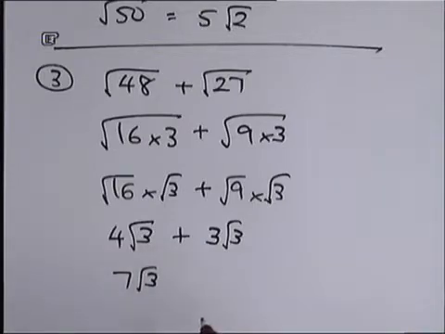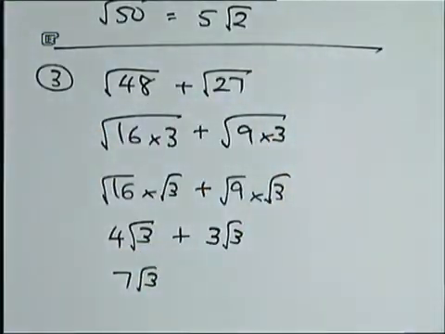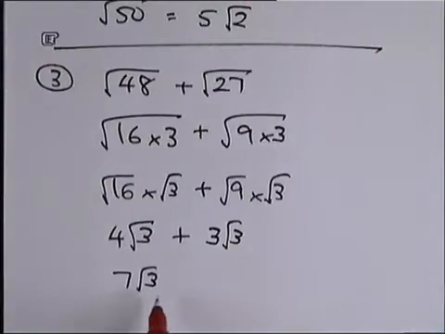And that will be the answer to that question. We have added those two surds together and we've got our answer written down as simply as we can. That means with the smallest number inside the square root.